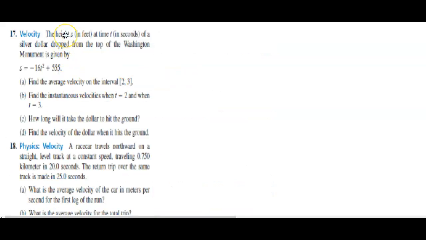Alright, so the height s in feet at time t in seconds of a silver dollar dropped from the top of the Washington Monument is given by that equation, negative 16t squared plus 555. Find the average velocity on the interval 2, 3. So remember, these are x values. That's x1, that's x2. So we need to first find the average. To find the average, we need to find both y's. So for a, we need to plug in 2. Negative 16 times 2 squared plus 555.